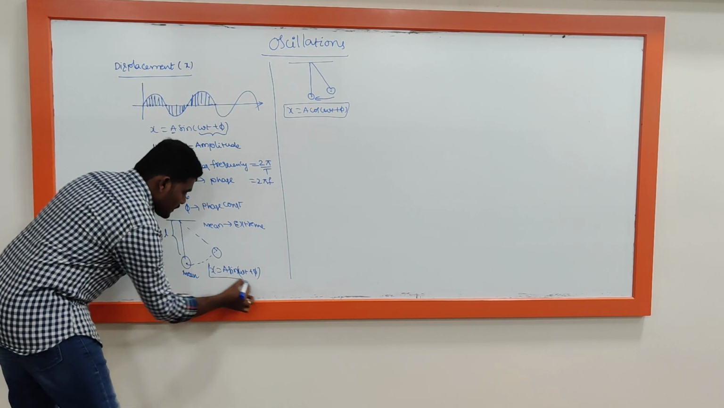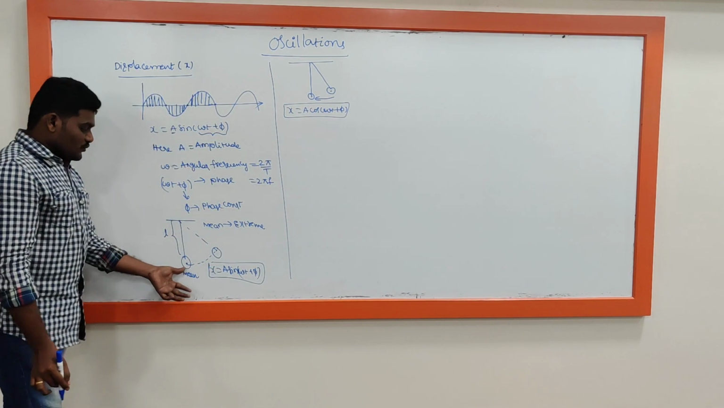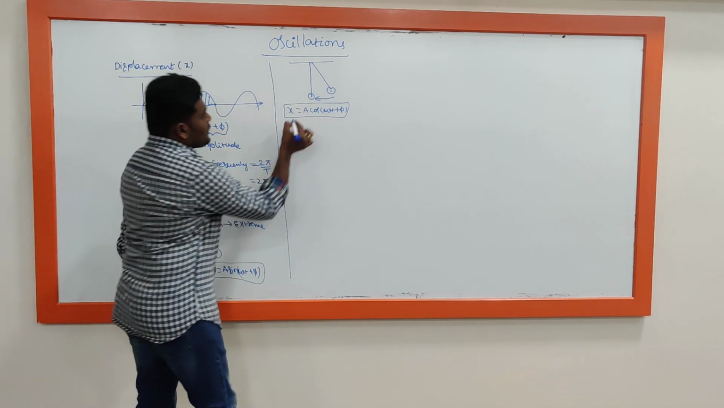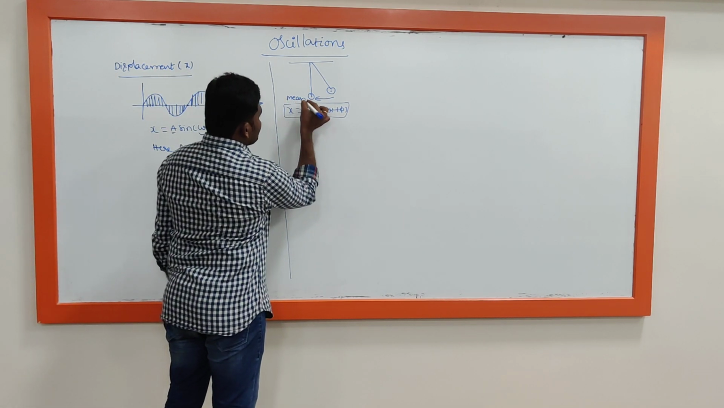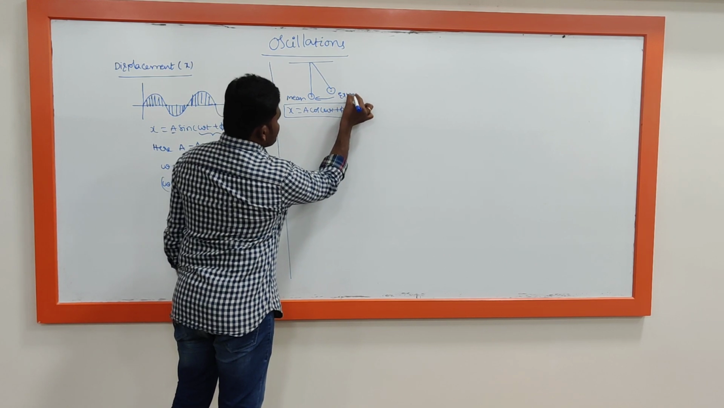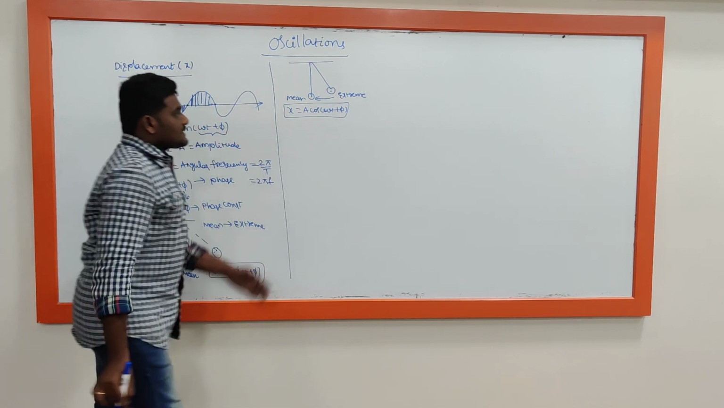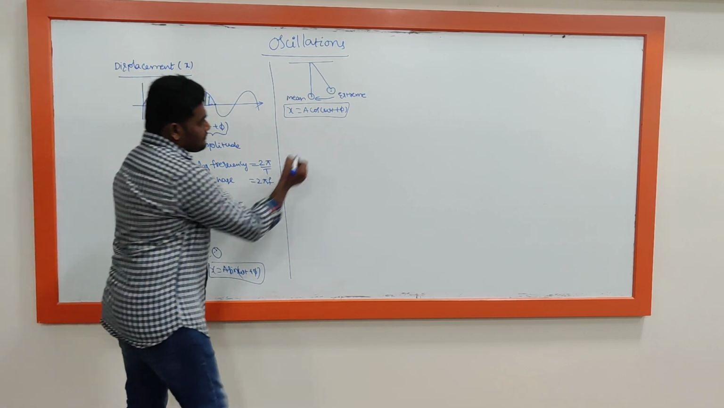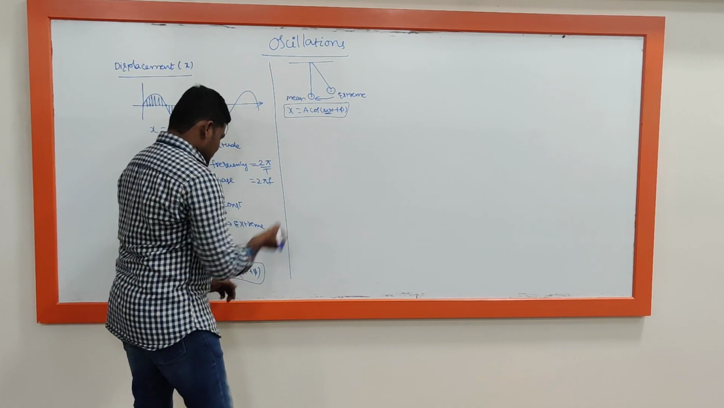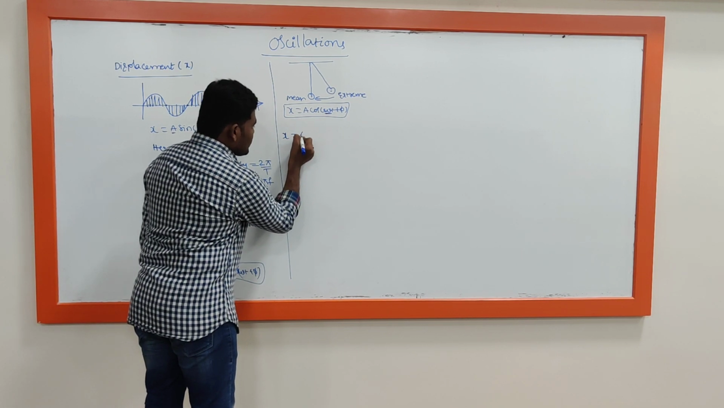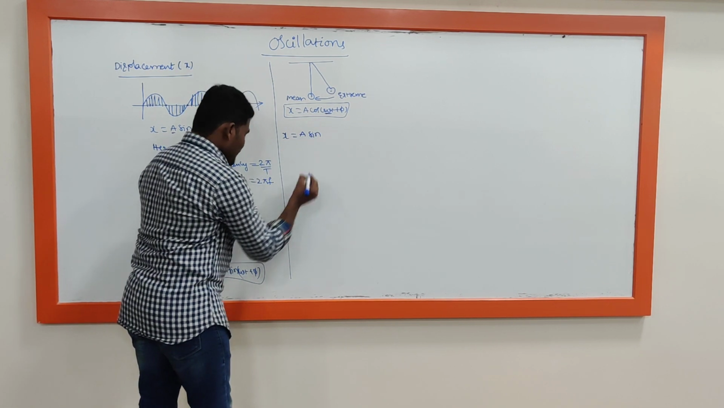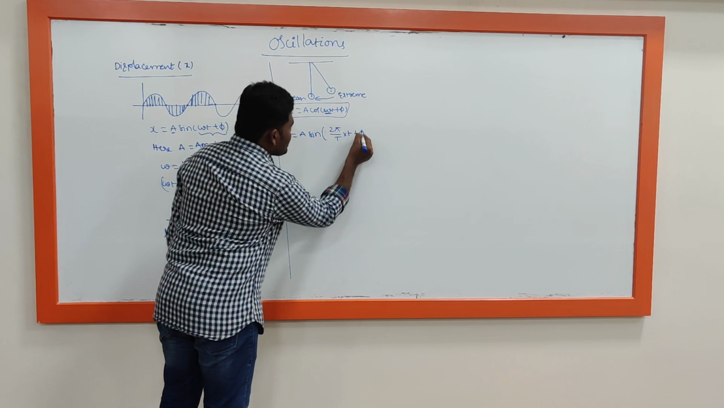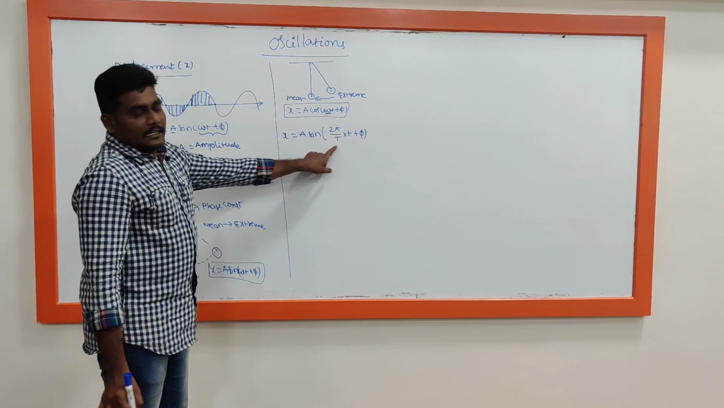So once again repeating, if a particle is moving from the mean to extreme, x equal to a sine of omega t plus phi. The same way, if a particle is moving from extreme position to mean position, x equal to a cos of omega t plus phi. Then here omega equal to 2 pi by capital T, so x equal to a sine of 2 pi by capital T into small t plus phi. So here T is the period or time period.